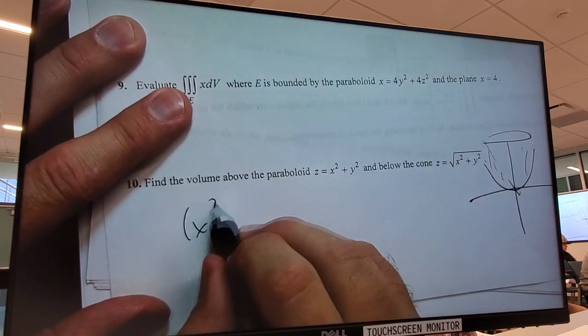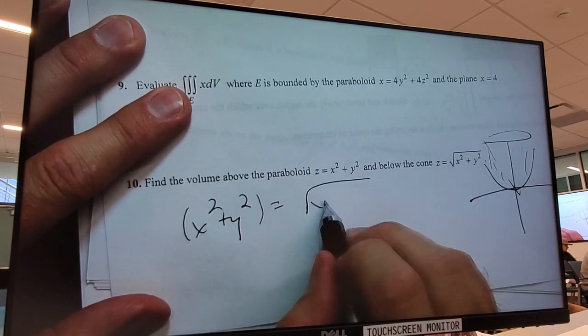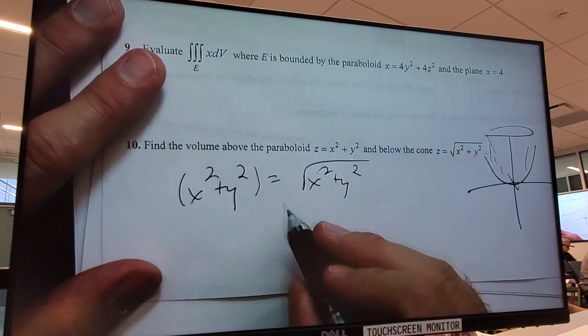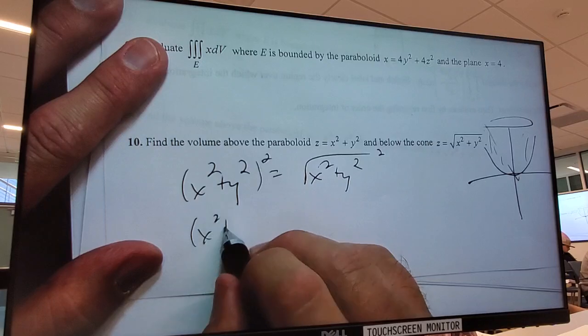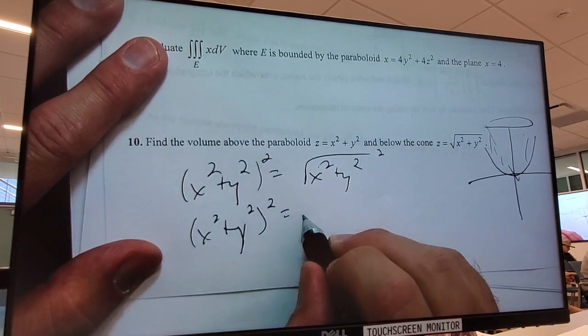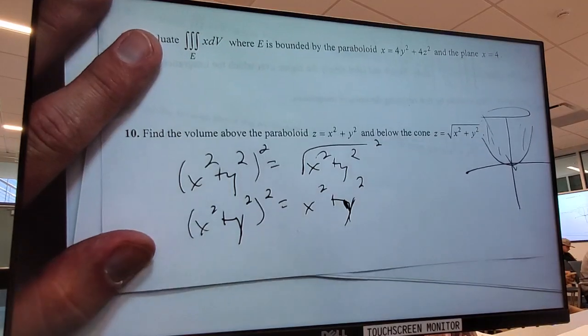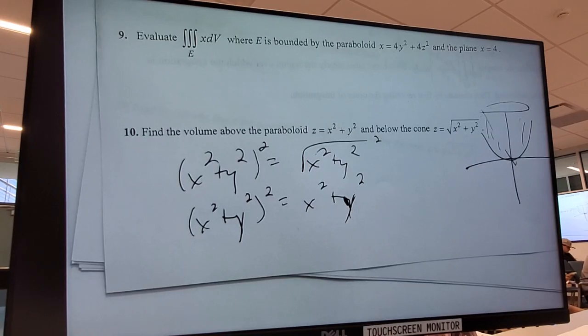Square. So x squared plus y squared has to equal the square root of x squared plus y squared. So I think you just said, square. Square. So we get (x squared plus y squared) squared equals x squared plus y squared. Wait, why is it equal to the two?